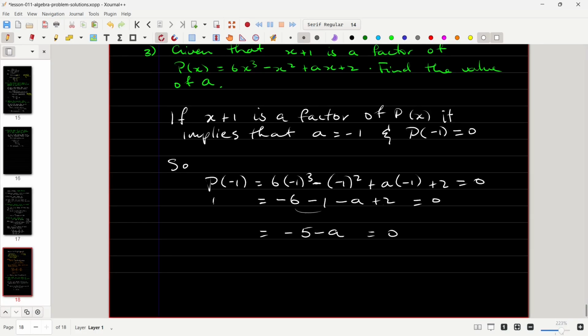And then that means here is equal to 0. So this is p of negative 1. And this is also p of negative 1. So we're going to see that if we add 5 to both sides of this section here, we can see that we are getting negative a equal to 5. And then if we divide both sides by -1, we get that a is equal to -5. So therefore, a is equal to -5, and that's the answer.